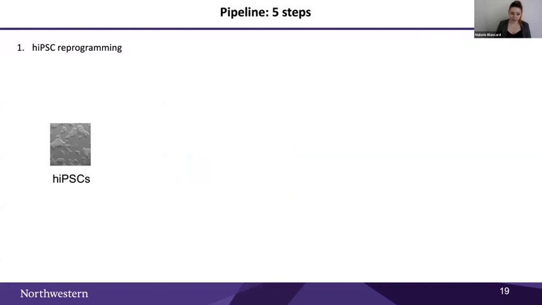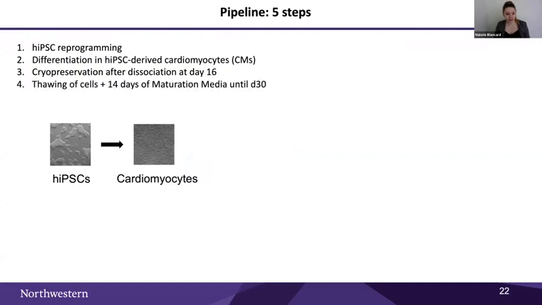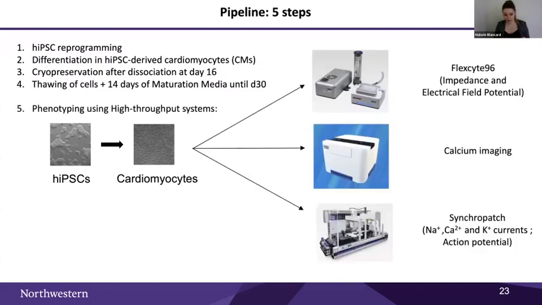So what's exactly my pipeline? First step, as I said, is iPS reprogramming. Then I did the differentiation into cardiomyocytes. Third step, at day 16, in order to make my life easier and also to reduce the batch-to-batch variability, I was cryopreserving the cells. Then when I had enough cardiomyocytes from category 1 and category 5, I would plan my experiment, thaw my cells, and leave them 14 days in maturation media. And at day 30, I would do the phenotyping.